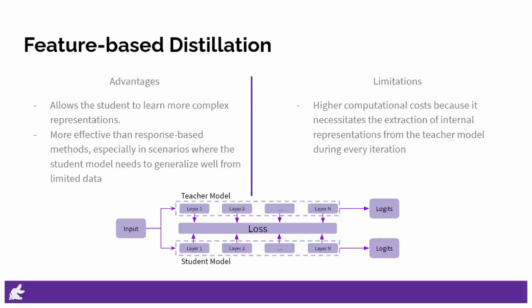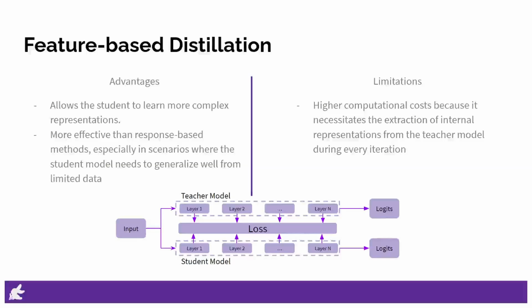Feature-based distillation takes a more nuanced approach by transferring knowledge from the intermediate layers of the teacher model to the student model. This involves using the outputs of hidden layers from the teacher to guide the student in learning similar representations. By leveraging intermediate features, this method allows the student to learn more complex representations, which can lead to improved performance on tasks that require deeper understanding. Feature-based distillation has been shown to be more effective than response-based methods, especially in scenarios where the student model needs to generalize well from limited data.